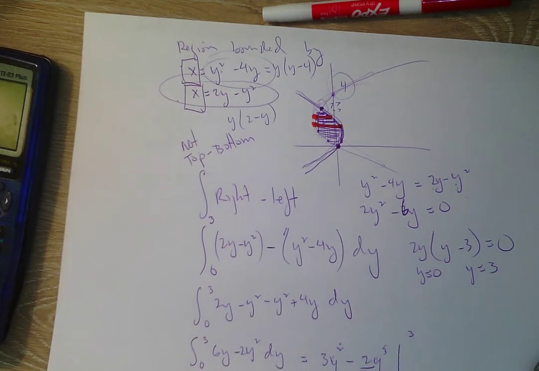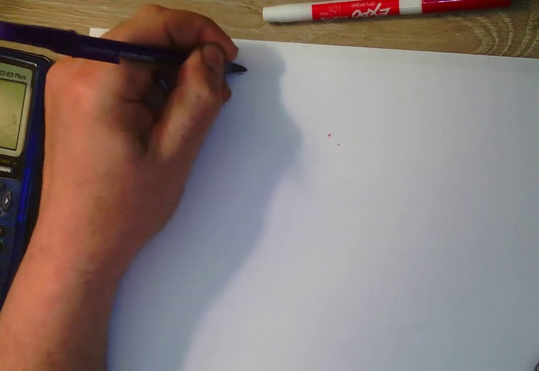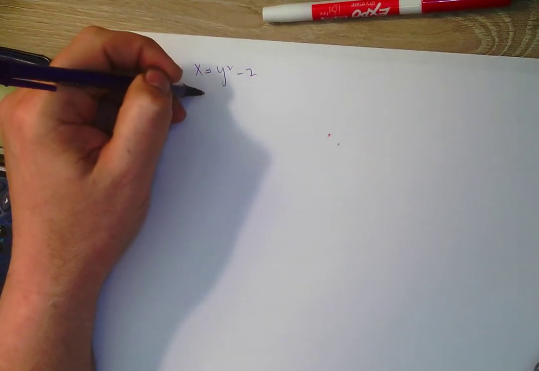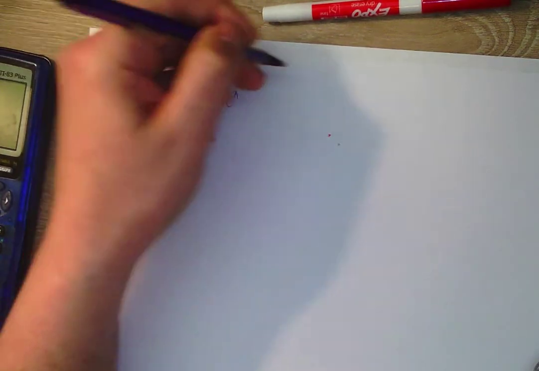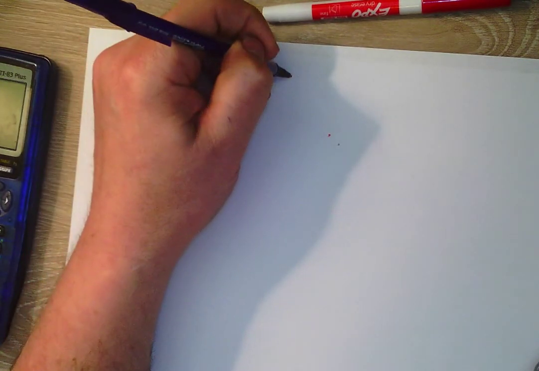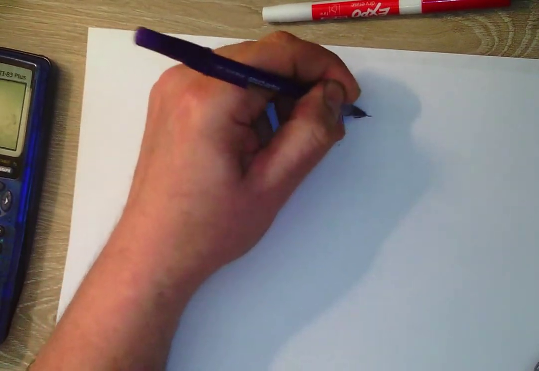Okay, and I did that not with top minus bottom, but with right minus left. So if you see x equals, ta-da, you're going to probably be doing right minus left. Here's another one like that. We want the region bounded by x equals y squared minus 2, x equals e to the x, and the lines y equals 1 and y equals negative 1.